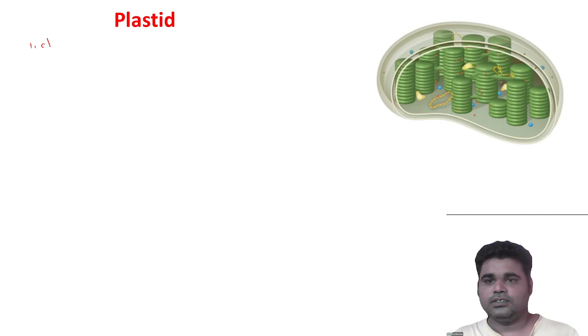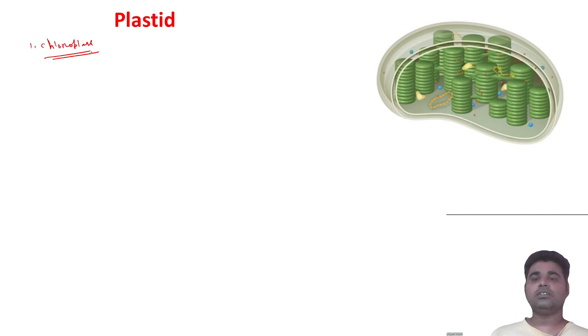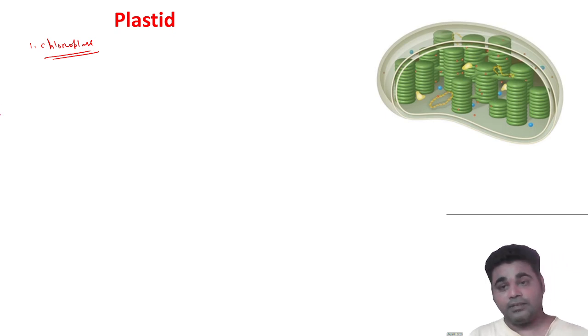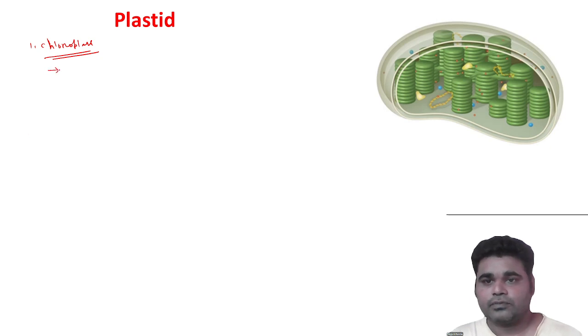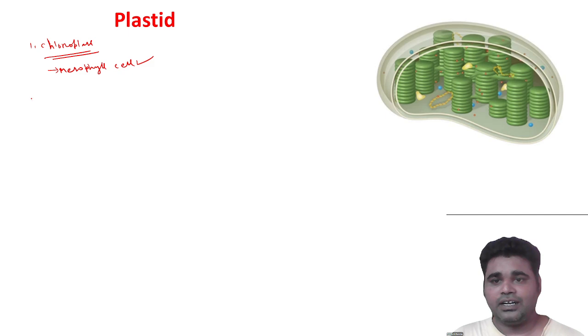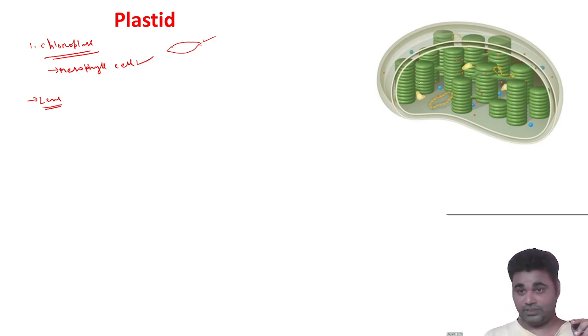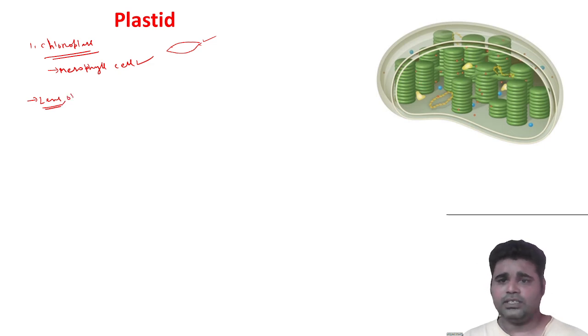First one, that is the chloroplast. The chloroplast is found in the green plant, obviously, and in the green plant the mesophyll cell contains the chloroplast. So the chloroplast structure, the shape, is a lens-like structure. Lens means, in our eye, the lens looks like this. So here also the chloroplast looks like this, or you can say the oval shape.